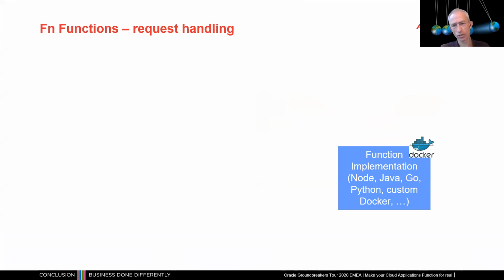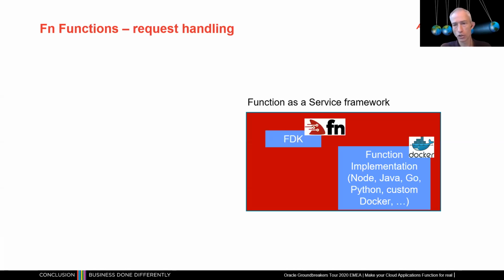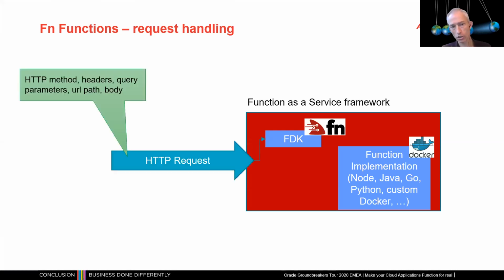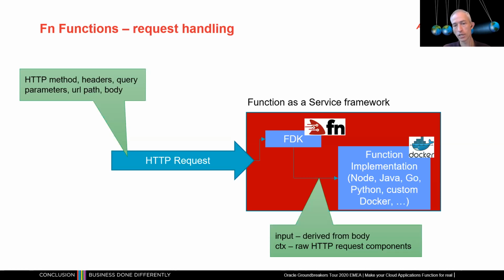So what happens at runtime? Well, you have implemented your function by writing code in a programming language you know. You have given it to Project Fn to turn it into a Docker container image. That's the build process. And then at runtime, your container is registered with the Project Fn runtime environment. Project Fn adds the function development kit and has this runtime function as a service framework. Now, when a request comes in, an HTTP request with a method, with headers, with query parameters, URL path, and of course the body, this request is received by Project Fn, and it determines based on the request what function should handle the request, and then it will make sure that there is a Docker container instance running to handle the request based on your image.